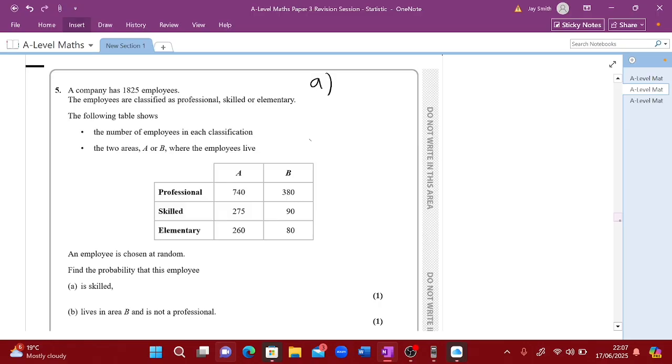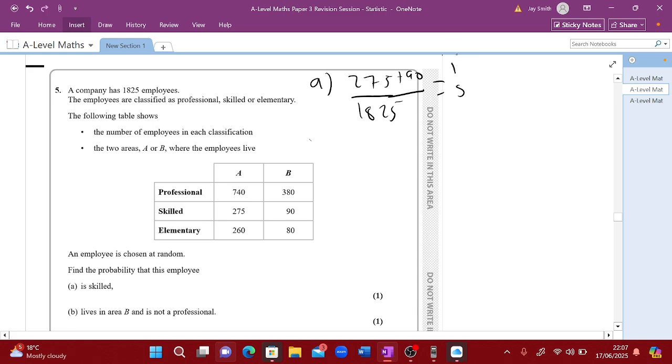Yeah, I got all the numbers here. So the probability they're skilled. The total again is 1825. So out of those number of employees, how many are skilled? Well, it's going to be these two numbers added together, isn't it? 275 and 90. So the total that's skilled is 275 plus 90 over 1825, which gets me a fifth.